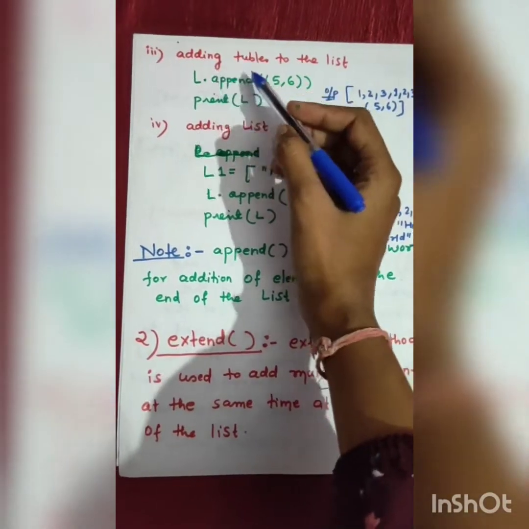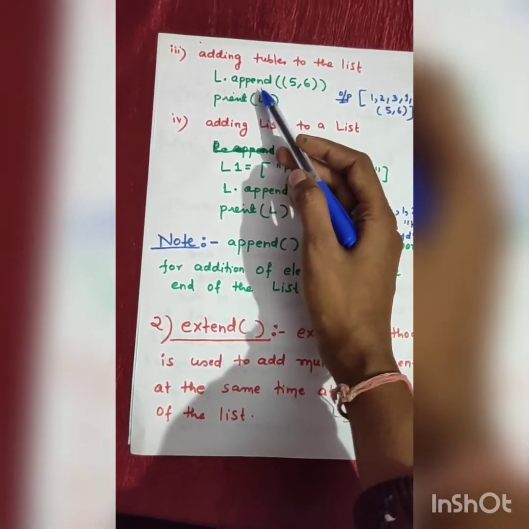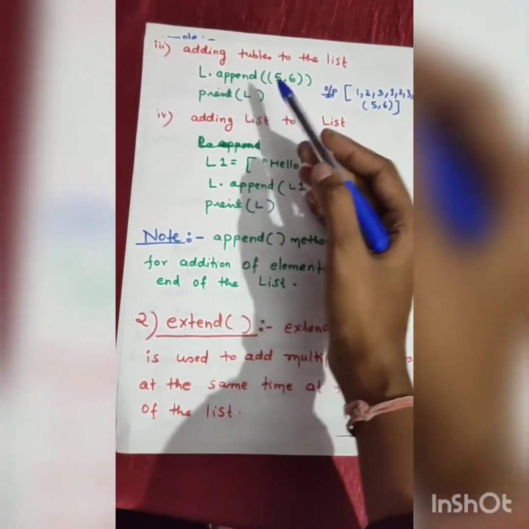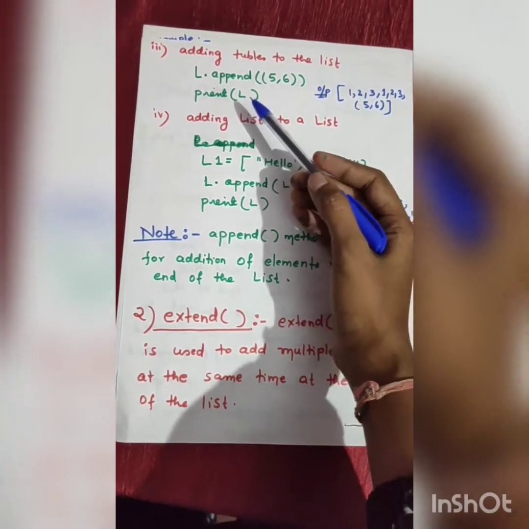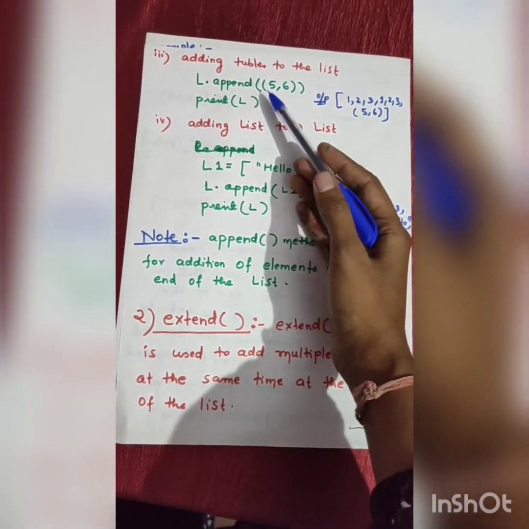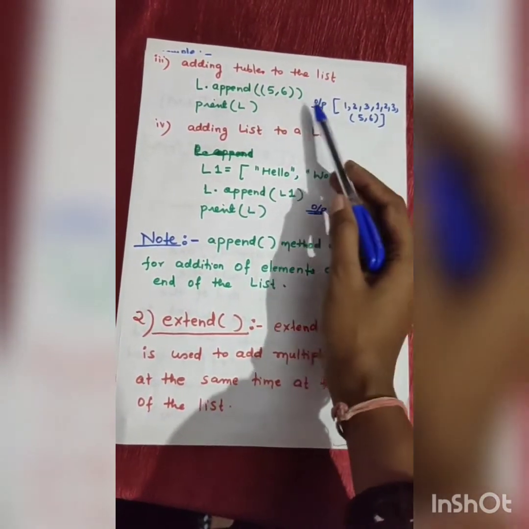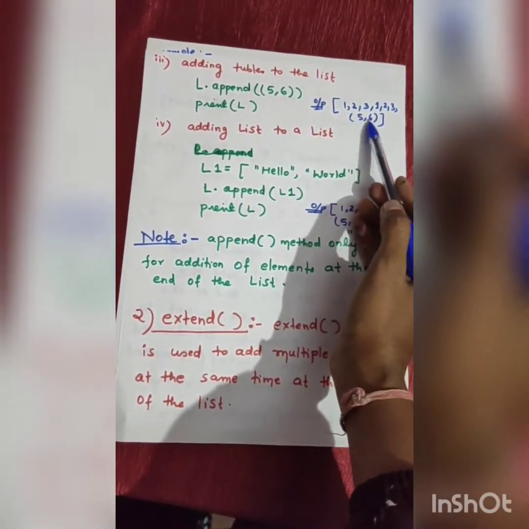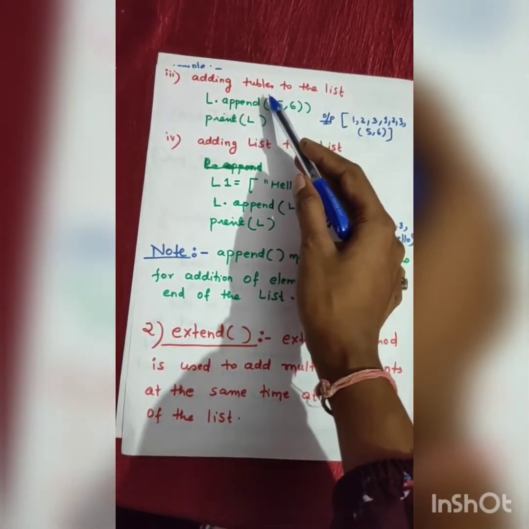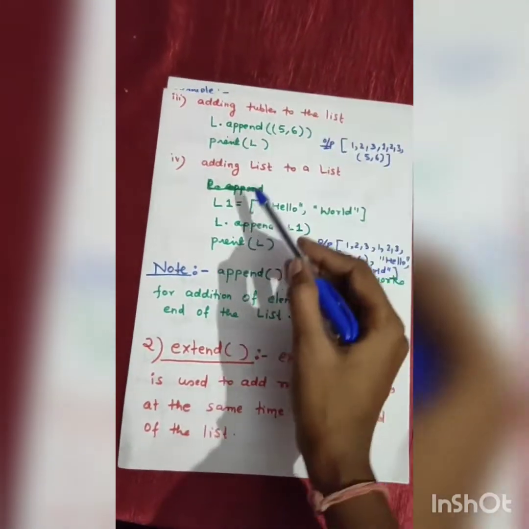Another one is we can add a tuple to a list. By using this append method we can also add a tuple to a list. From before we have taken that list, so it will add at the end only. So what is the output? 1, 2, 3, 1, 2, 3 and it will add here 5, 6. If you want a video on tuples, then definitely I will make a video on tuples also.